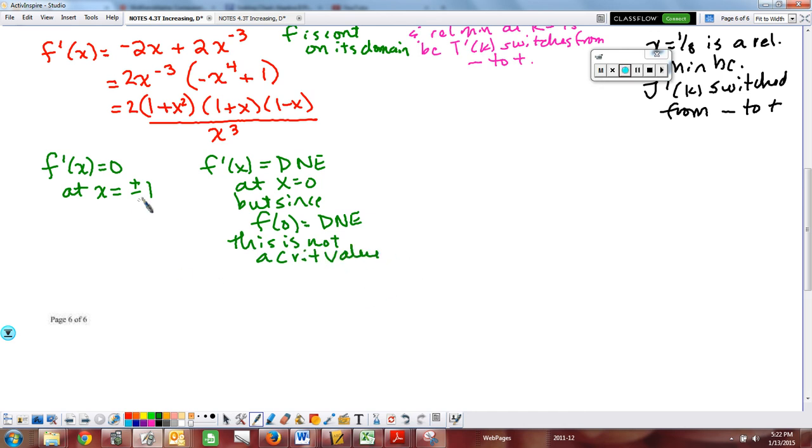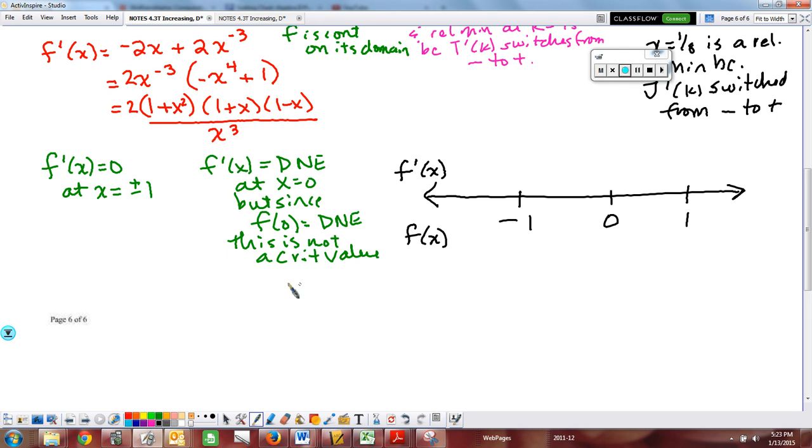All right, so our only critical values are plus or minus 1. Now, when I do my sign chart for this, remember, a critical value is a candidate for a relative extrema. When I am putting things on my sign chart, I am going to still put 0 on the sign chart because it is going to be important, because you can switch increasing to decreasing at a discontinuity. So I am going to include that when I am thinking about my increasing decreasing test.